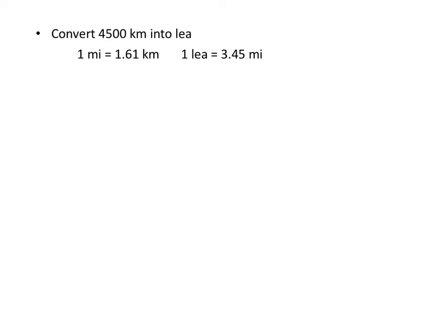So based on what they've given me, I can go from kilometers to miles, and then I go from miles to leagues, which is what I want my final answer to be. So I should be able to do everything with these two conversion factors. So I'll take my 4,500 kilometers. It's going to be 2 steps again. And so I need to get rid of kilometers. So I'm going to put the 1.61 kilometers in the bottom. So the 1 mile has to go on top.